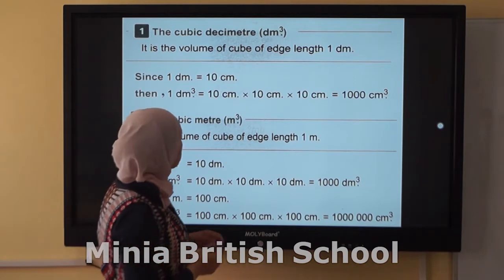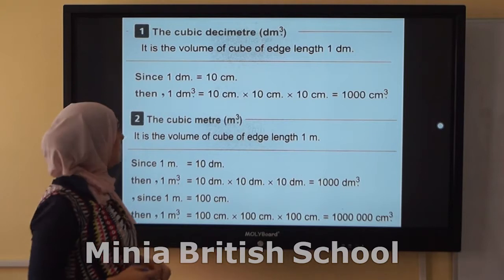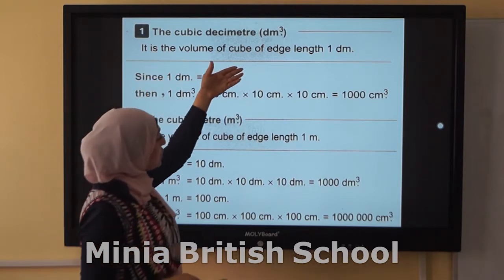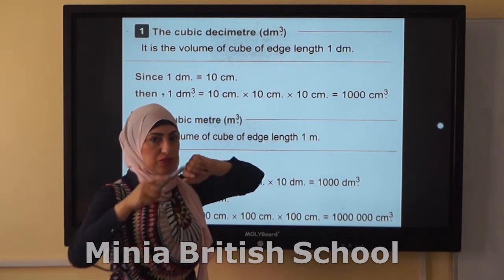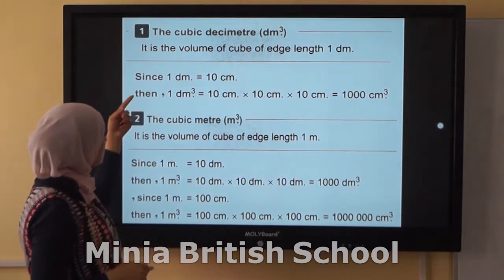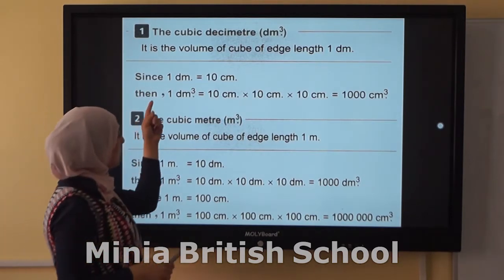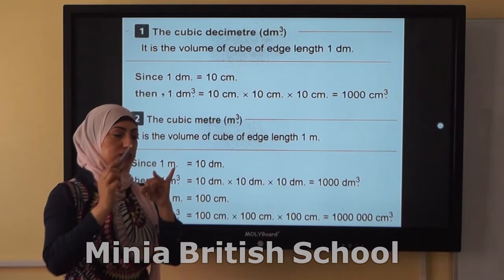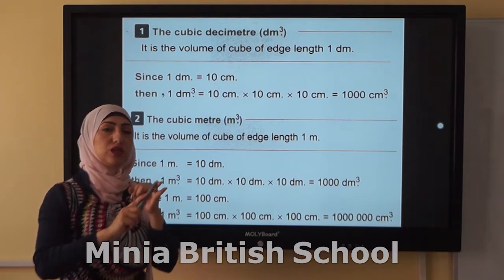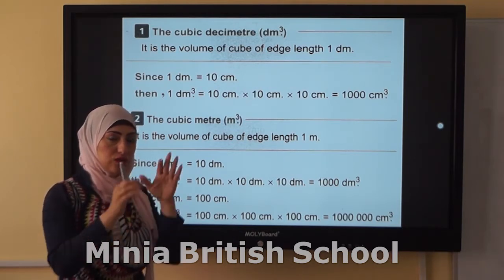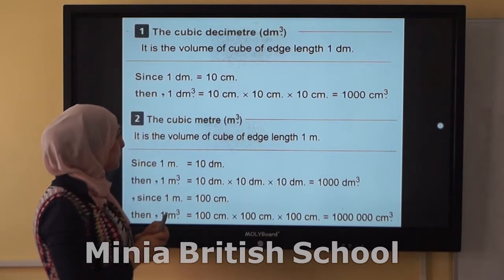So here, the cubic decimeter means the volume of a cube with length measured by 1 decimeter. Since 1 decimeter equals 10 centimeters, it has 1 decimeter length, 1 decimeter width, 1 decimeter height, so this unit is called 1 cubic decimeter.